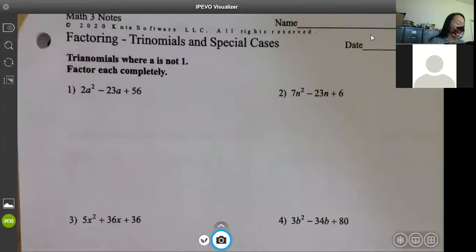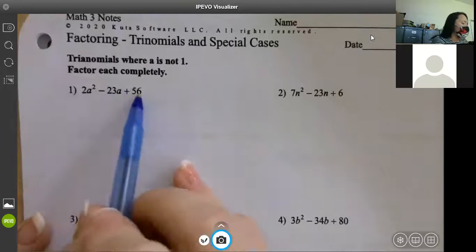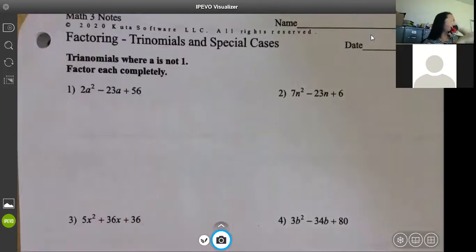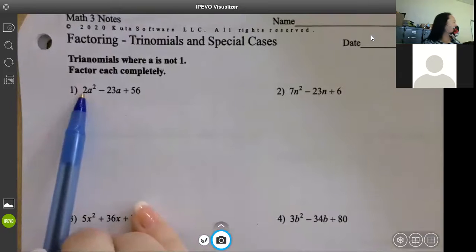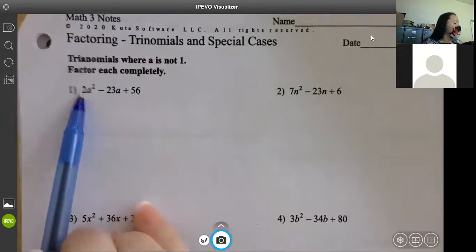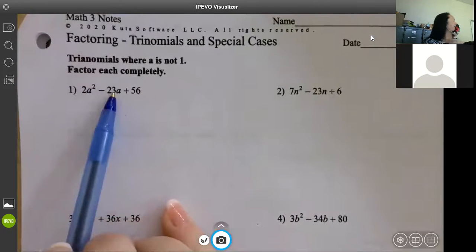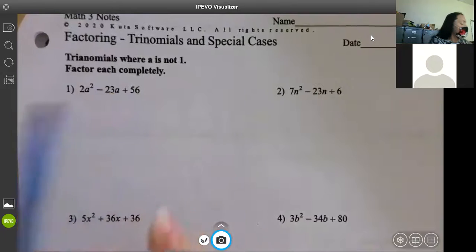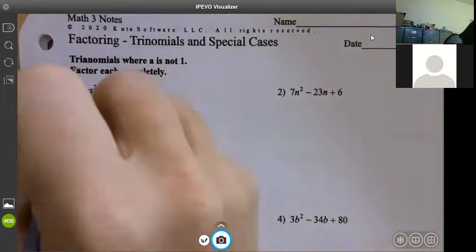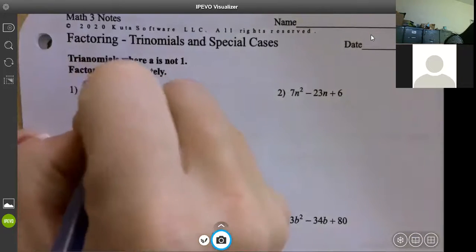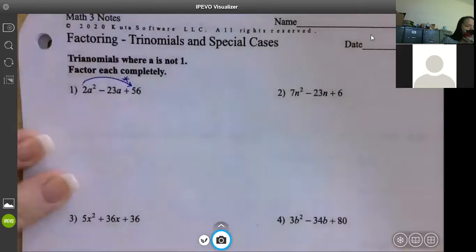So here's what you're going to do. 2, 23, and 56 do not have a GCF. We want to try to take this 2 out. If we can't, then we're not going to worry about it. 23 is not divisible by 2, so we know there's not a GCF. So here's what you do. You slide the 2 to the back by multiplying it.